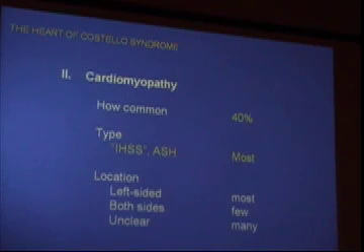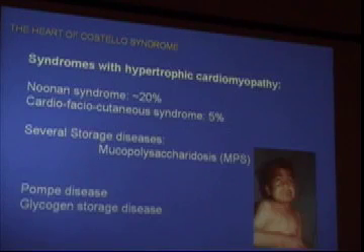Category number 2, the cardiomyopathy. How common? Remember I said a little bit more than a third, maybe about 40%. IHSS is just the abbreviation for idiopathic hypertrophic subaortic stenosis. You know, doctors love abbreviations, but it's such a long term. This is the common one, IHSS. And you can actually write it down, because this is a really common abbreviation. Or ASH, asymmetric septal hypertrophy. This is the most common type. But as I said to you, most of the time it's left-sided. In a few of the patients, it's both-sided. And in some of the cases, it's unclear. I just don't know from the reports that I get.